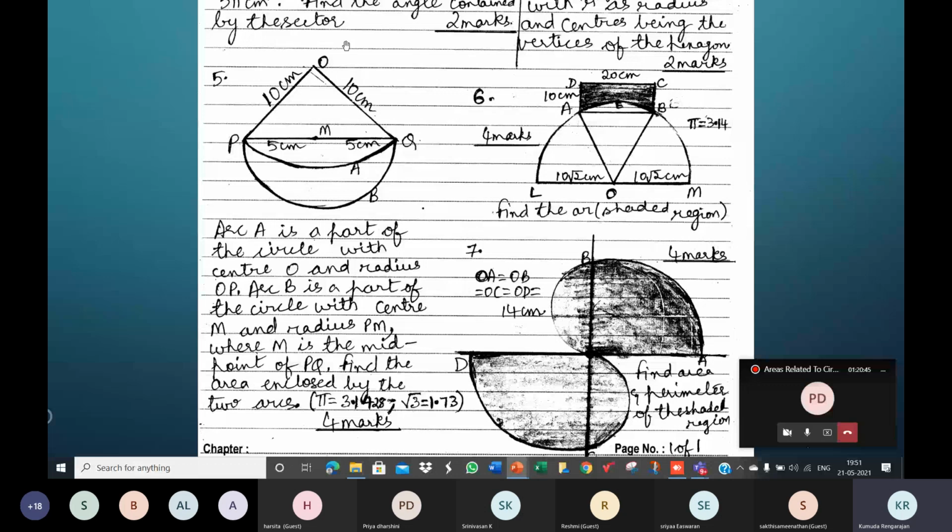What's the area of the triangle OPQ? 43.25. Yes, 43.25. Root 3 by 4 into a square. Now, what's the area of this segment? What's the area of this segment? This segment? What is the area of the segment?